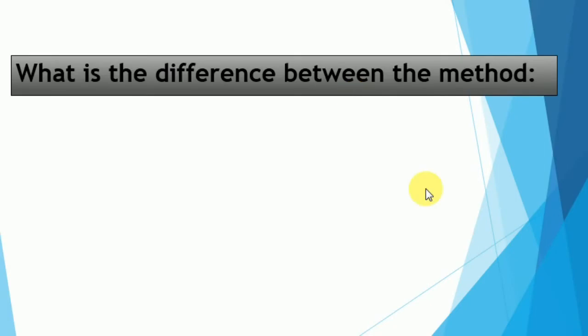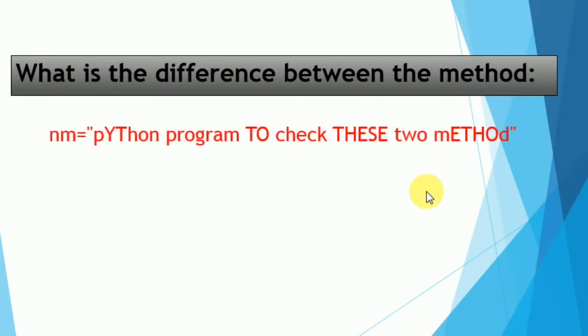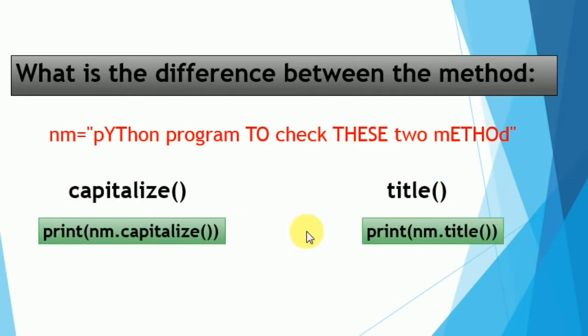Now before we discuss the programs using these functions, let us first discuss the difference between the two methods. This is the string I have written, and the methods I am discussing are capitalize and title. So what is the basic use of capitalize and title? You have already seen that when I write Python, the P is capital and all the other characters are small.